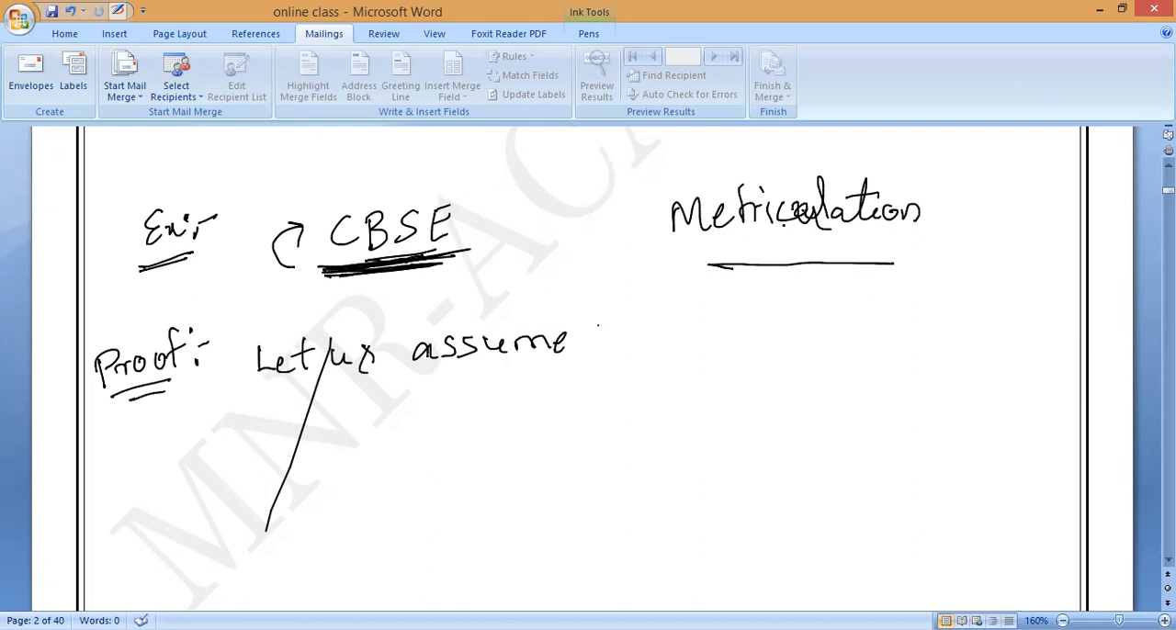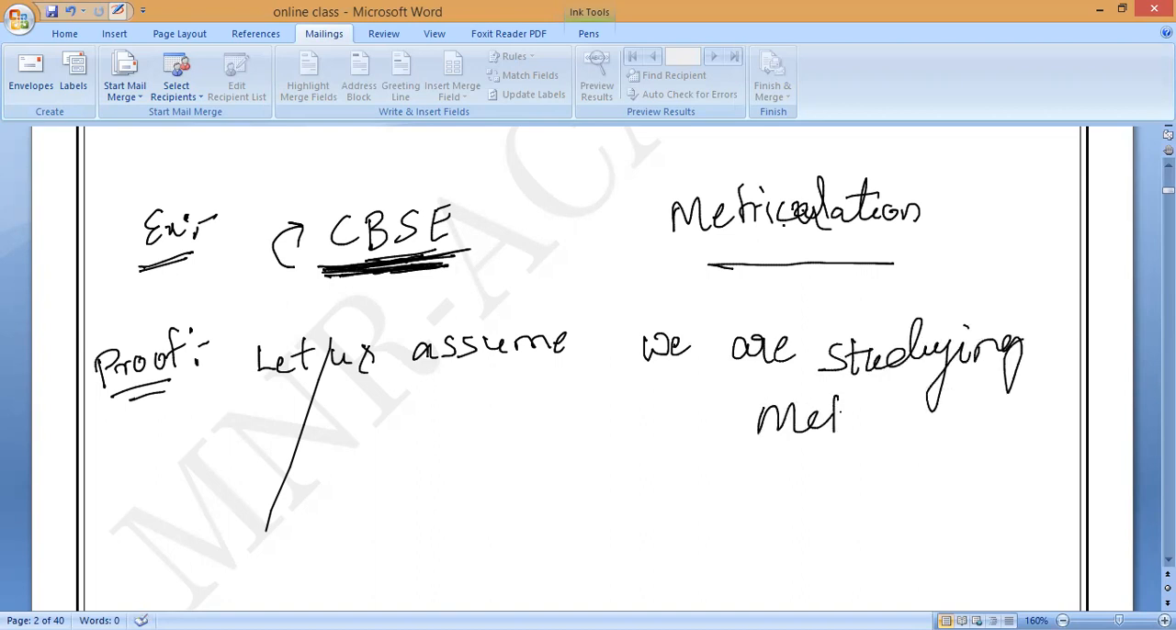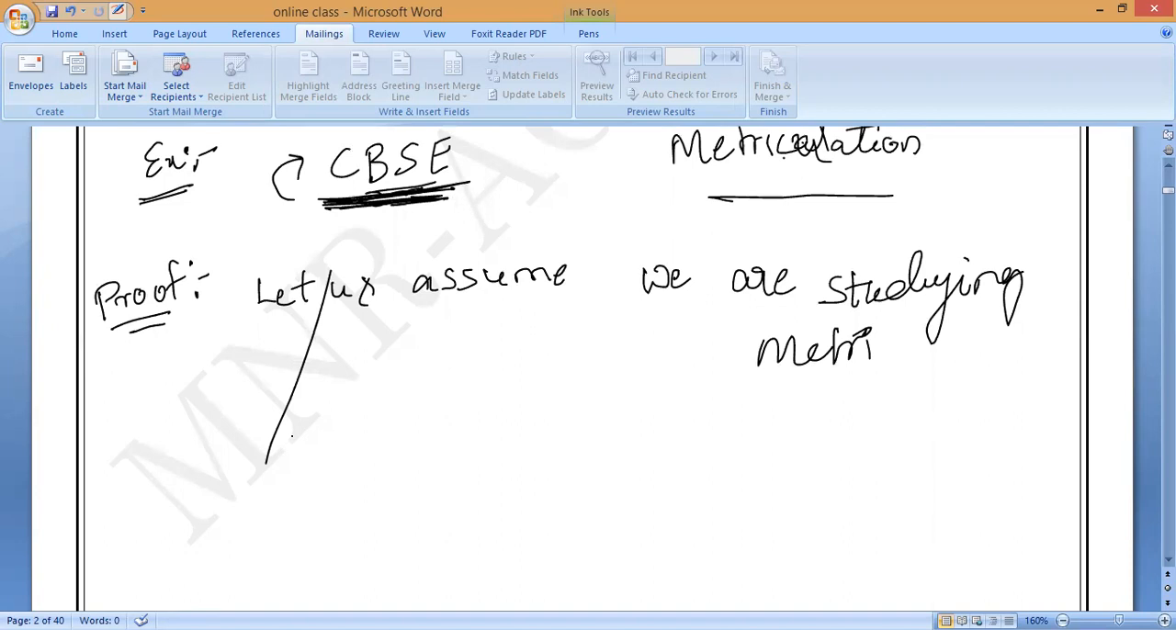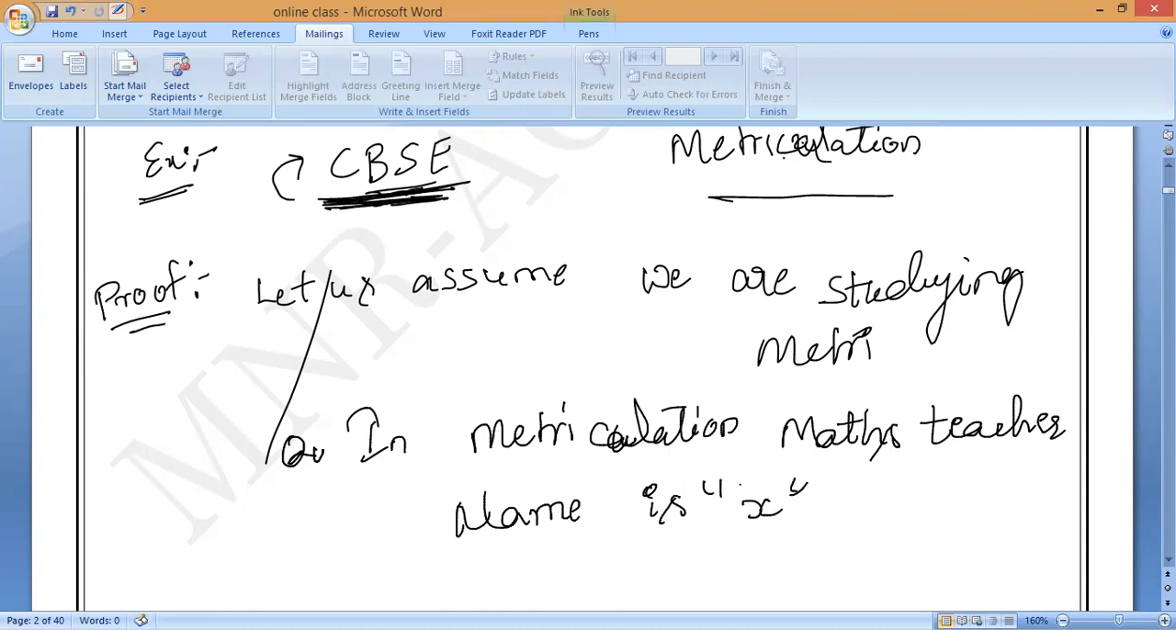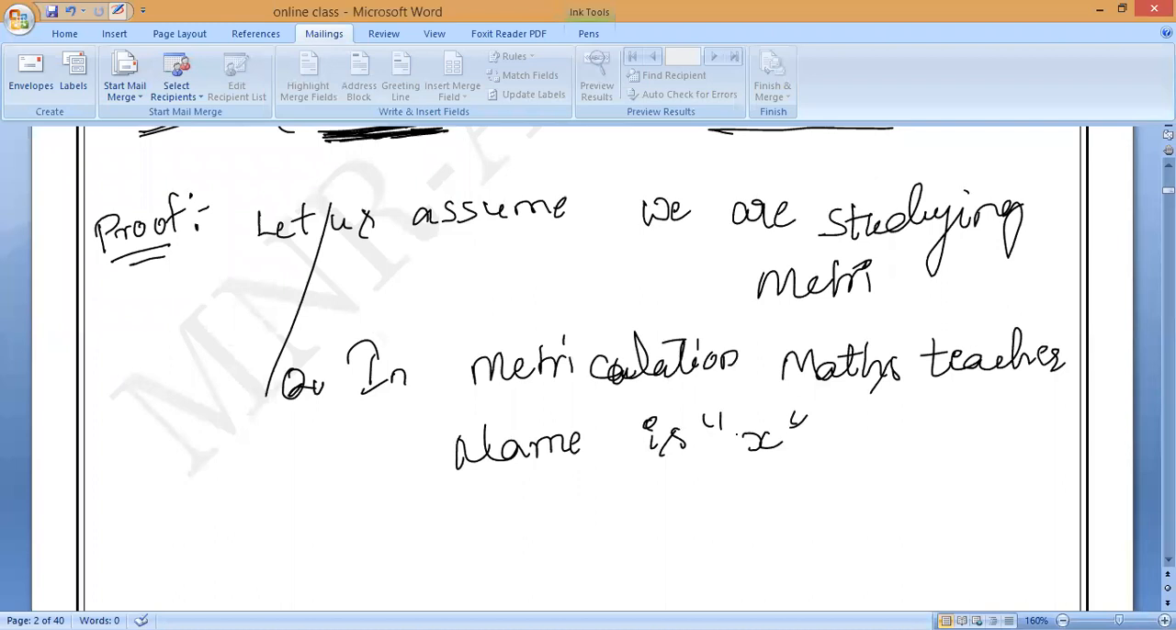So let us assume the reverse. Reverse means contradiction. Let us assume a contradiction. What is our assumption? Let us assume we are not CBSE students, we are studying in matriculation. In matriculation, the maths teacher's name is some X. Do you understand? In matriculation, the maths teacher's name is some X.